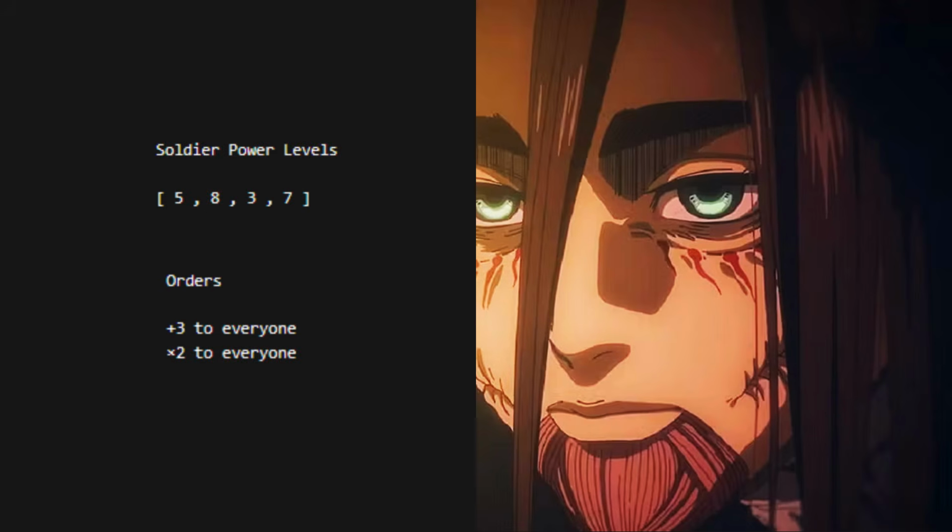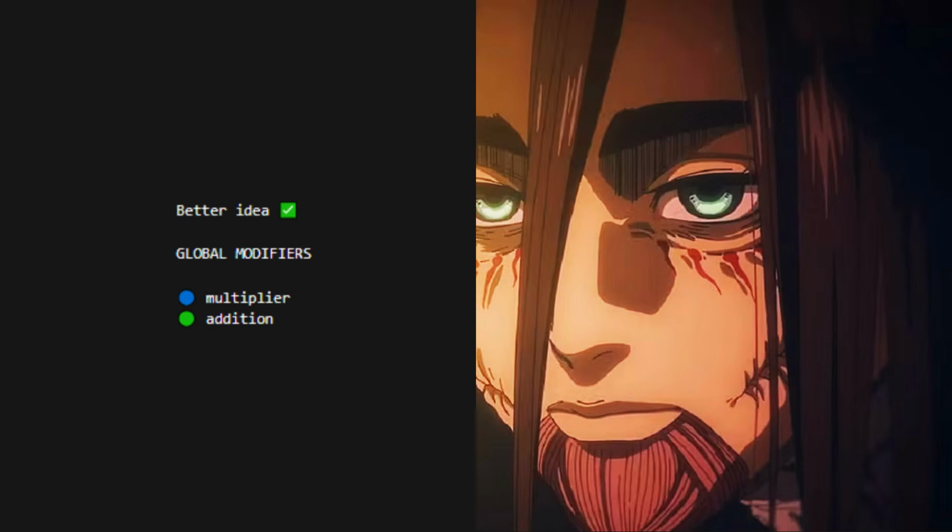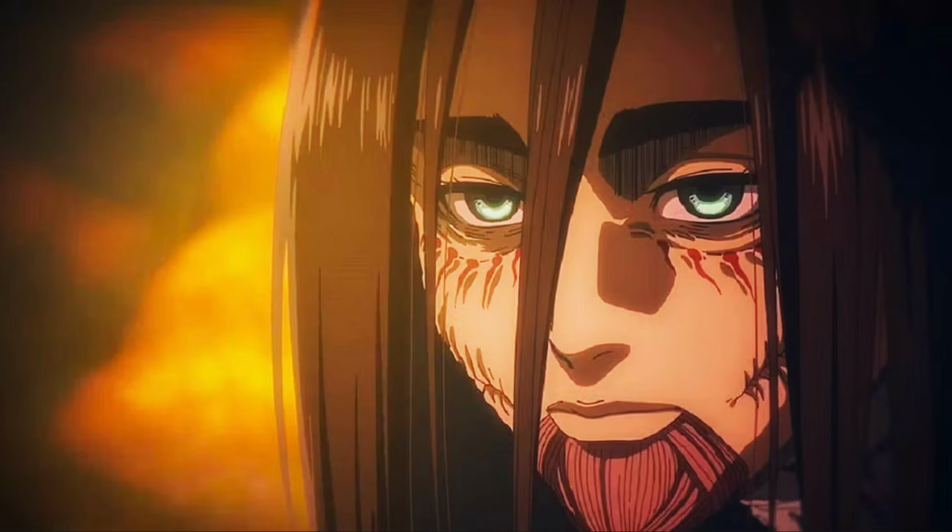Imagine a commander training a squad of soldiers. Every soldier has a power level. Sometimes the commander orders increase everyone's power by 3, and sometimes double everyone's power. If the squad has thousands of soldiers, updating each soldier every time would take too long. So instead, the commander keeps track of 2 global modifiers that represent the total upgrades applied so far, and each soldier's real power is calculated using those modifiers. That is exactly the strategy used in this algorithm.